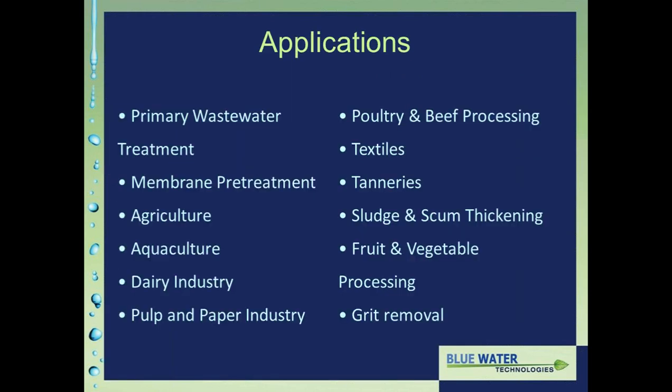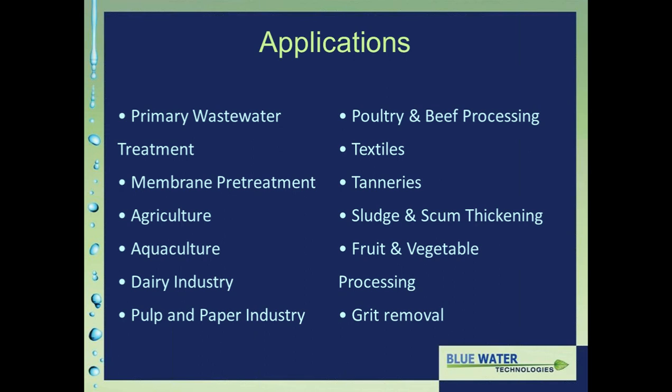There's a lot of different applications that we've used these rotating belt filters in. Primary wastewater treatment's a big one, especially where there's combined sewers, high fluctuating flows with wet weather events. They've also been used a lot for membrane pretreatment.